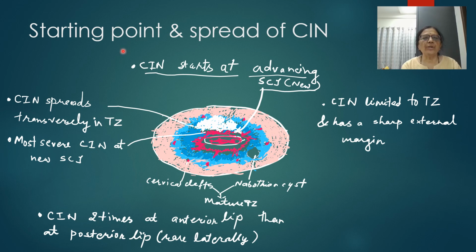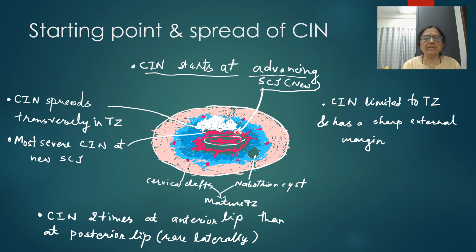What is the starting point of CIN and how does CIN spread? Since our undergraduate days, we have been taught that cervical cancer especially develops at the transformation zone. That we know. But what is the starting point? The starting point is always at the advancing or new squamocolumnar junction, where there is maximum cellular unrest going on.